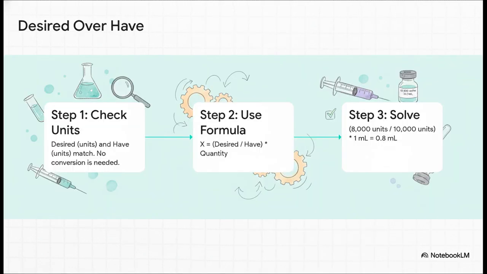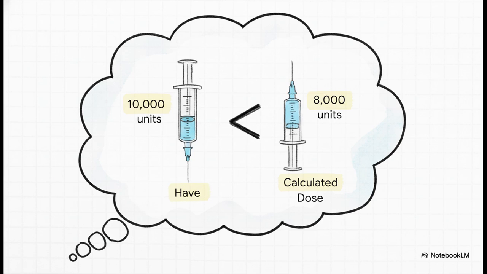The desired over have formula is super efficient here. We just take our desired dose, 8,000 units, divide by what we have, 10,000 units, and multiply by our quantity of 1 mL. Punch that in and you get your answer, 0.8 mL. So the final answer is 0.8 mL.